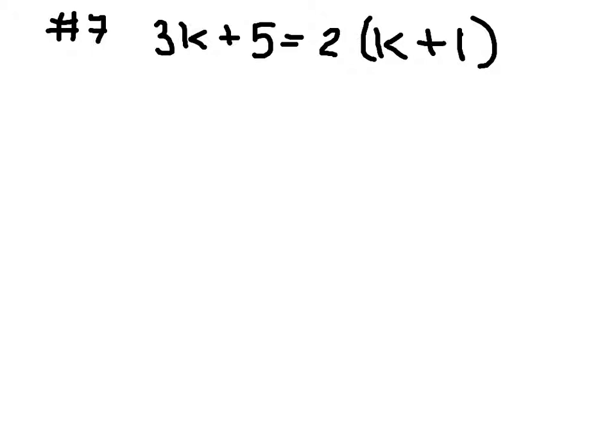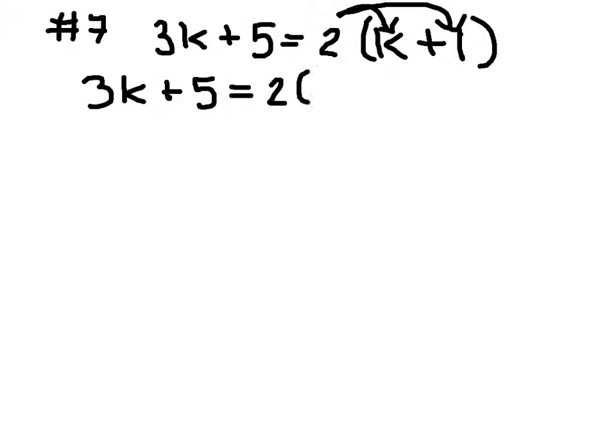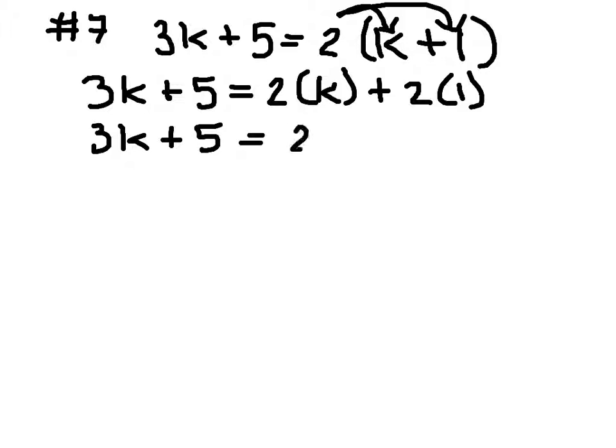So I have 3k plus 5 is equal to 2 times the quantity k plus 1. So the first thing I'm going to do is distribute, right? I can't collect up like terms till I have distributed. So let's do that first. There's nothing to distribute on the left side of this equation. And then we get 2 times k plus 2 times 1. And that gives us 3k plus 5 is equal to 2k plus 2.